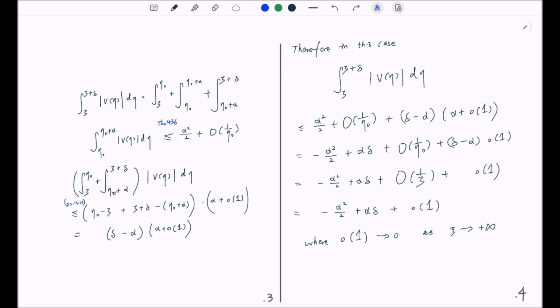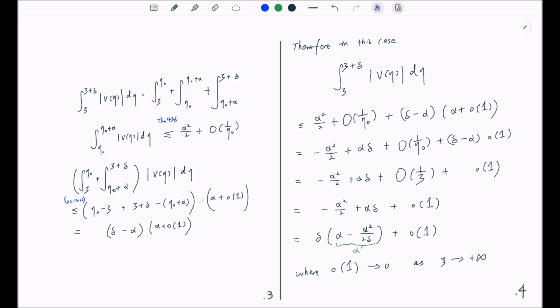And from here, let me just do one more step. We'll pull out this delta outside. And later, we're going to define this guy as our alpha prime. But at this point, you don't have to memorize that this is alpha prime. You will see this thing again later. This finishes the estimate in case number 1.